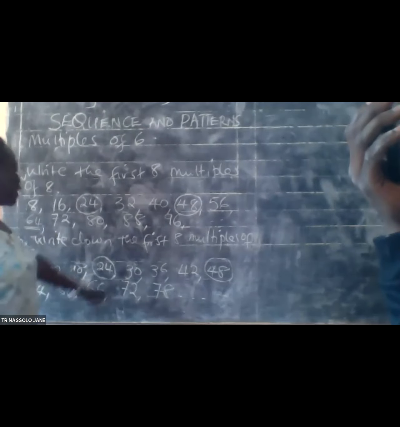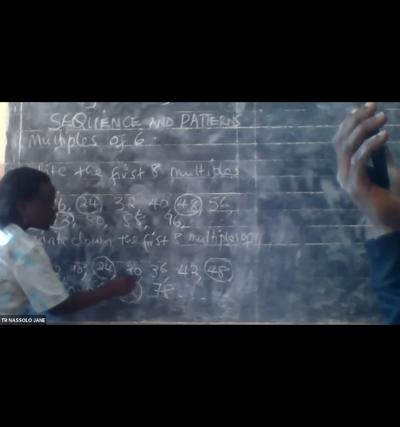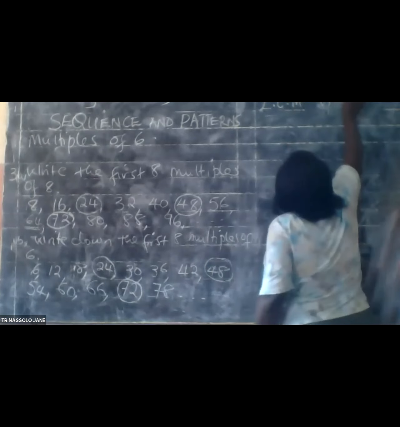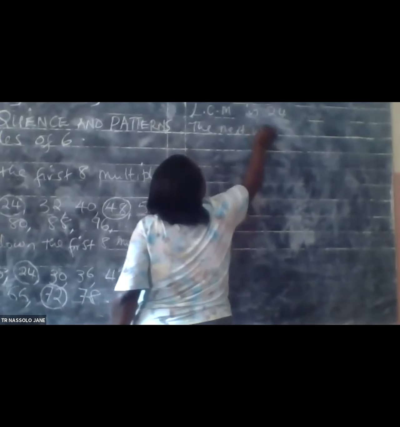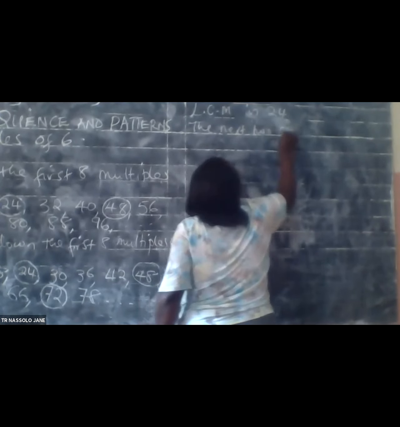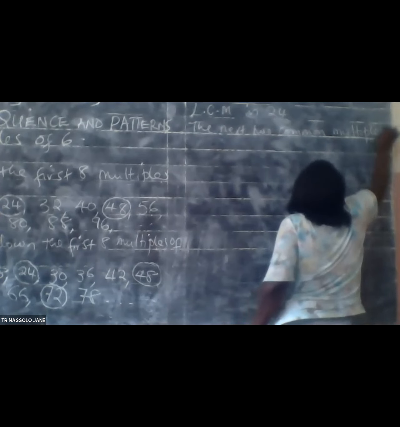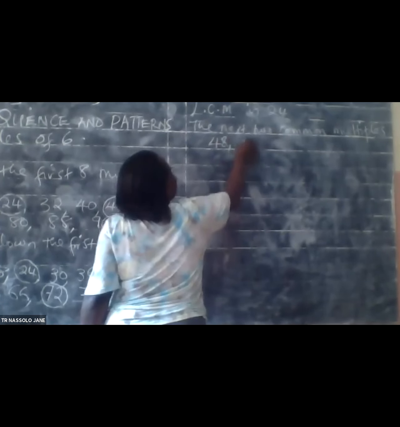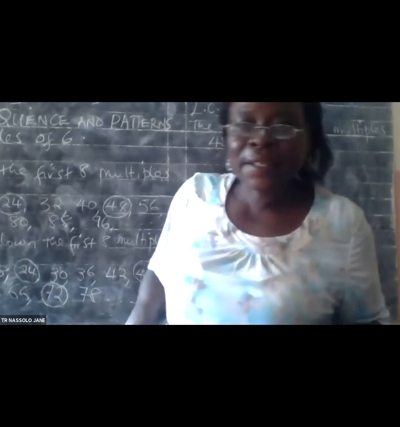Yes, we had 48, and we also have 72. So the lowest common multiple is 24. The next two common multiples are 48 and 72. That's okay?